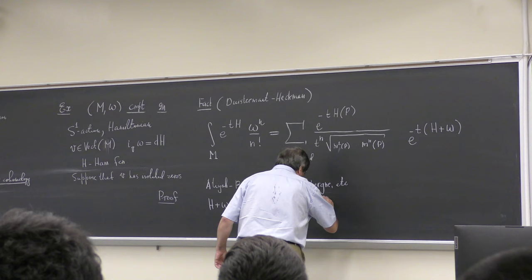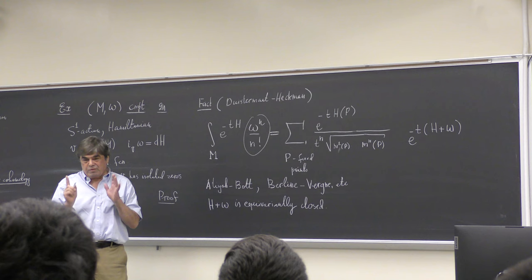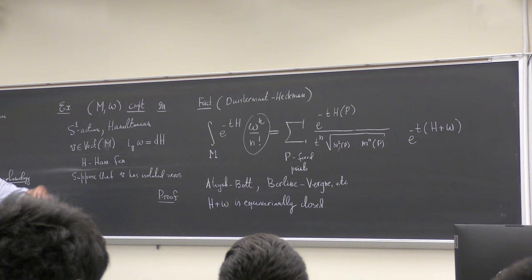The exponential is interpreted as a power series. Yes, of course. That's why you get 1 over n factorial, and this is called Liouville measure in statistical mechanics, because a symplectic manifold carries a canonical volume form, or measure. It's a Liouville measure. So equivariantly closed.